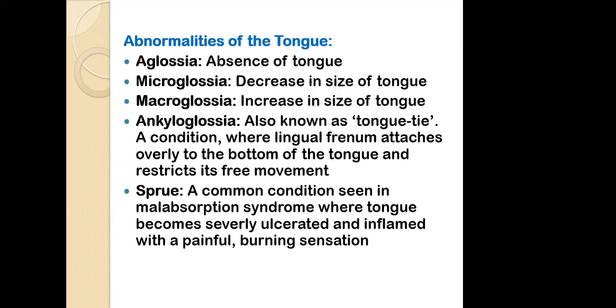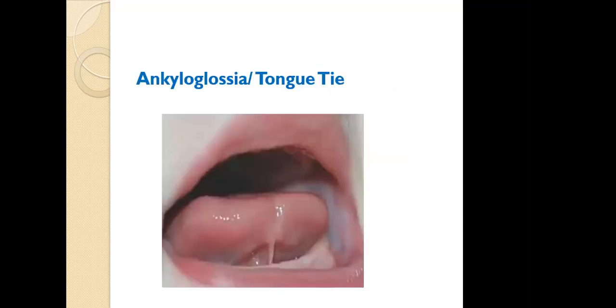Then ankyloglossia, which is commonly known as the tongue tie. These mothers are always going to bring their babies to you: my baby has a tongue tie. It is always bothering them, so you need to be aware of this. Then there is sprue, a common condition seen in malabsorption syndrome, where the tongue becomes severely ulcerated and inflamed with a painful burning sensation. Last time we talked about burning sensation, malnutrition, malabsorption.